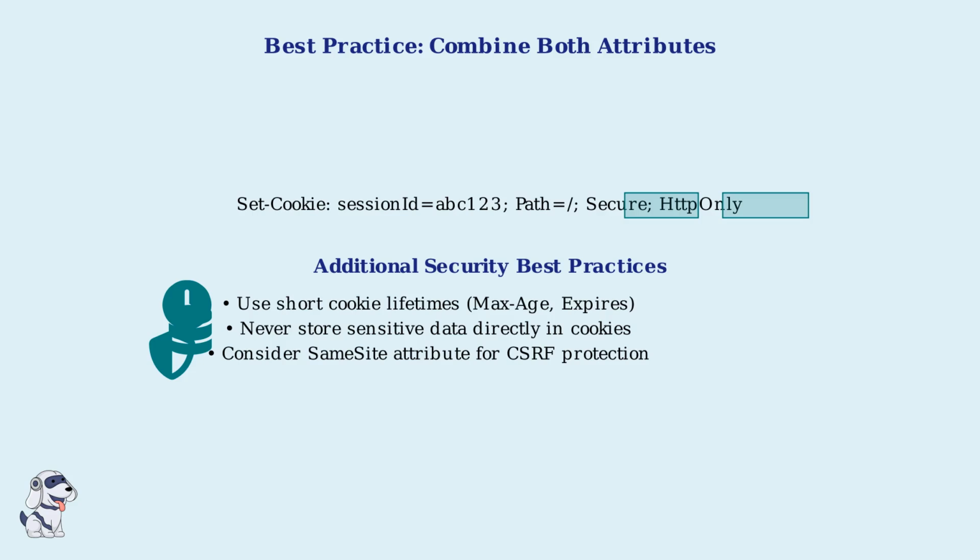Use short cookie lifetimes with appropriate max age or expires values. Never store sensitive information like passwords or credit card numbers directly in cookies. Consider using the same site attribute to prevent cross-site request forgery attacks. Remember, cookie security is not optional in modern web development. Always use secure and HTTP-only attributes for sensitive cookies, implement proper lifetime management, and follow security best practices to protect your users' data and maintain application security.